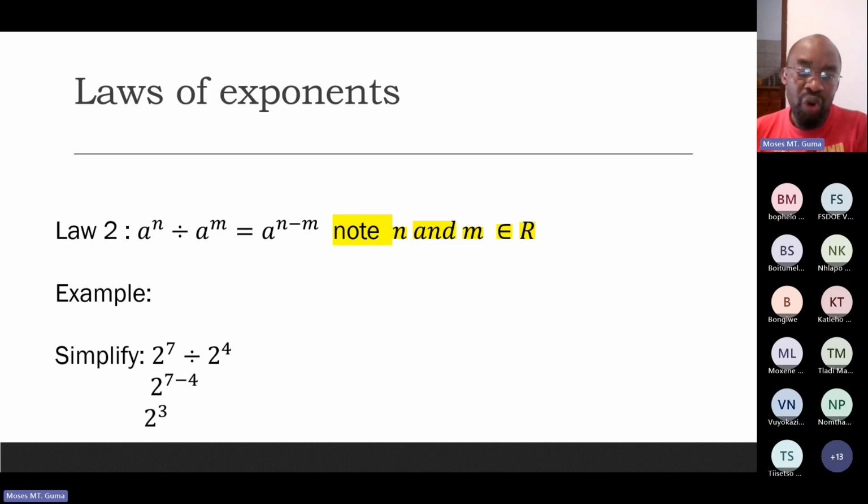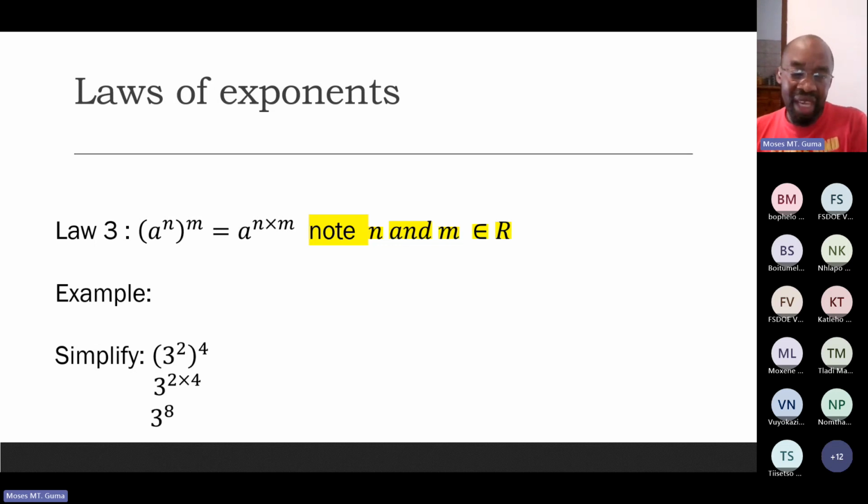Moving on to the next law, same base raised to different exponents. Now, if you have the same base which is raised to different exponents, what you need to do is just multiply those exponents. It would be a to power n multiplied by m. Keep in mind, m and n are elements of real numbers. Let's look at the example. The base is base 3. It is raised to exponent 2, and the power is raised again to exponent 4. We normally refer to this as a power of a power.